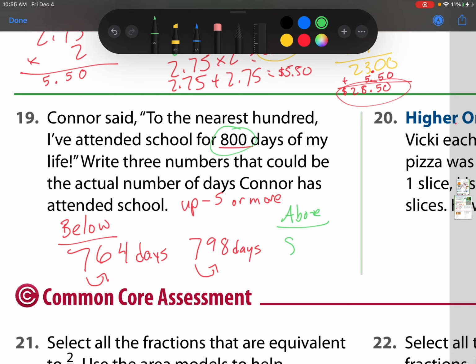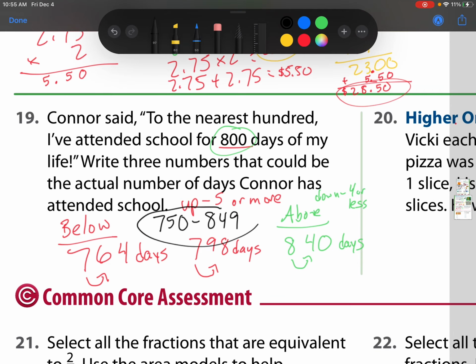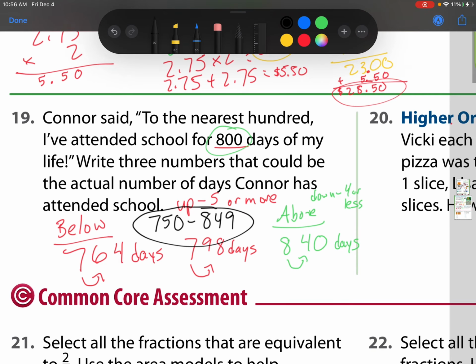Well, that means we'd start at 800, and we go next door. For it to round down, it needs to be 4 or less. So we need a number that's 4 or less. So let's pick 4. And remember, the ones doesn't matter, so we can put whatever we want. So all of these numbers will round to 800. If you had any number from 750 all the way to 849, all those numbers will actually round to 800.